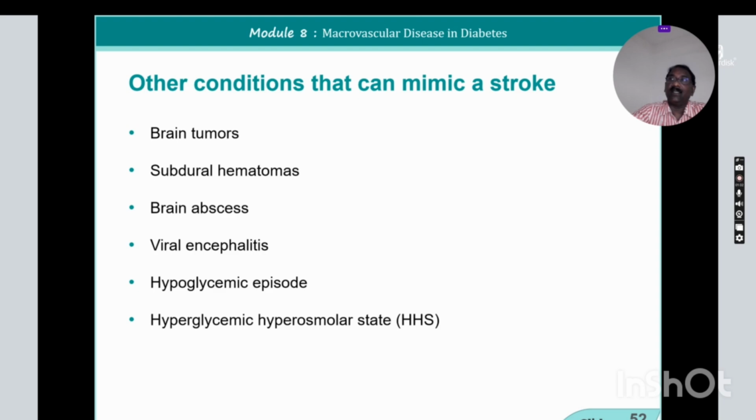See, this is a very important differential diagnosis. Conditions mimicking a stroke include brain tumors, subdural hematomas, brain abscesses, viral encephalitis, hypoglycemia, or hyperglycemic hyperosmolar state. So these are all differential diagnoses for your stroke. When the patient has a high-grade fever, it could be because of a brain abscess or encephalitis. A known diabetic with a history of severe hypoglycemia could be having a hypoglycemic episode. Subdural hematoma comes with a history of injury to the brain, and sometimes brain tumors.